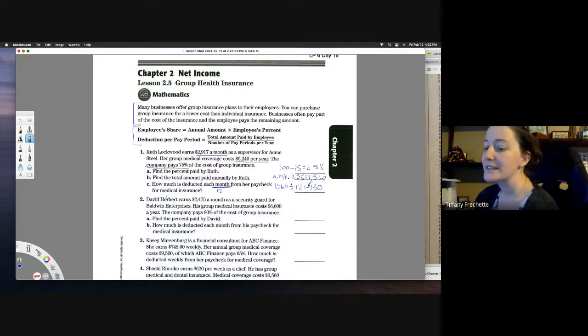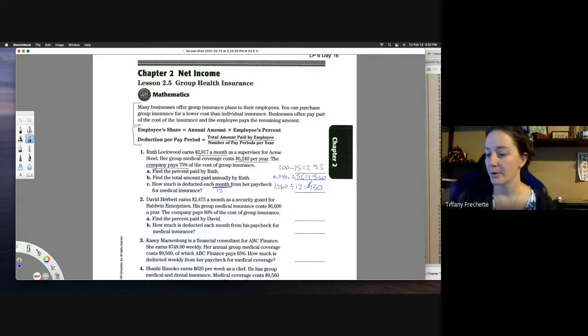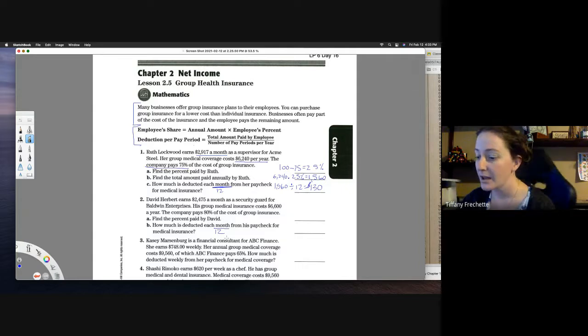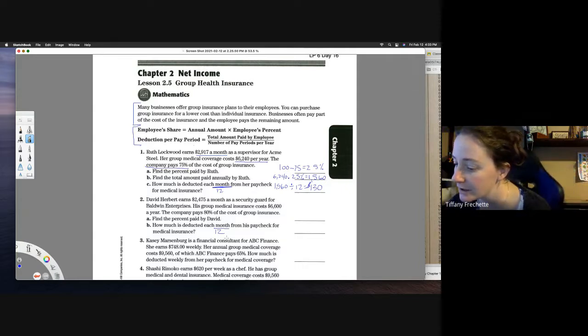So we're going to do the same thing in the next couple of problems. They don't break it down for you quite as much. So this next one, find the percent paid by David. They still have you find his percent, and then how much is deducted each month. So they skip this middle portion here. You still need to do this calculation on the problem. It's just not one of the answers that they have you put down. So you're going to do that middle calculation and then divide by 12 to find out how much he pays every month. Let's see, the next one.